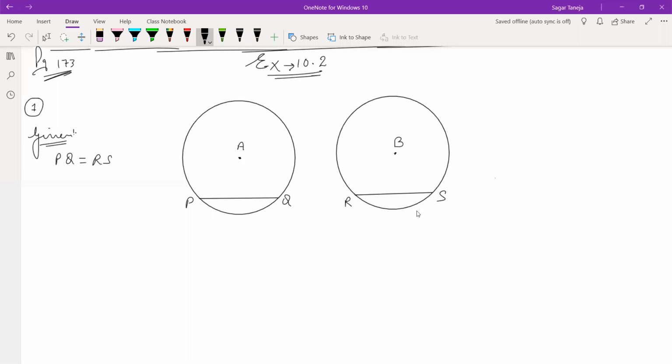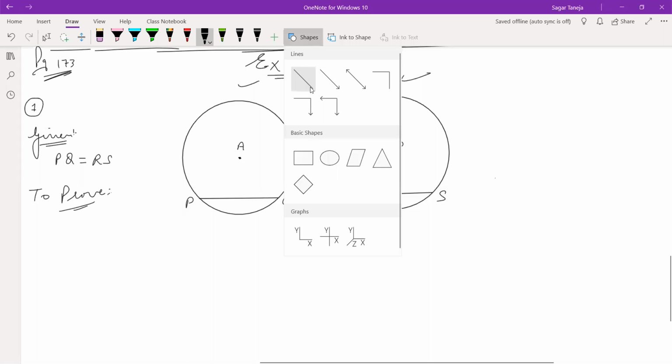Yes, you have to make these two circles. This is the figure for the first question. As it is written, prove that equal chords of congruent circles, we have to make two circles which are congruent to each other. Equal chords of congruent circles subtend equal angle at the center. So what we have to prove? We have to prove this.